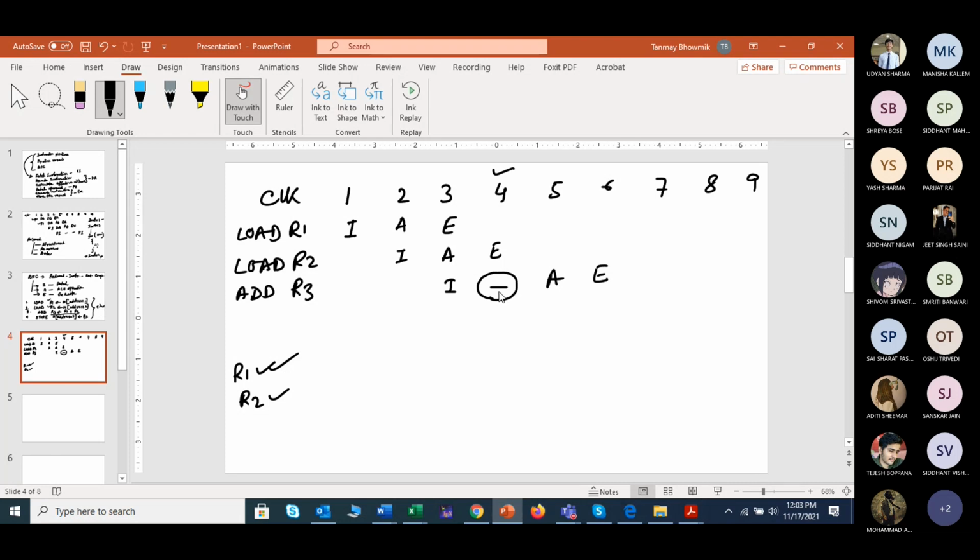It can be confusing. In that case, it will be done in a way that: add R3, I, dash, AE. That means how many delay signals or how many wait signals are you actually passing? Only one, right? Then you will come to the fifth clock pulse, so your execution will be ready. You can easily use this R2 register, no problem.